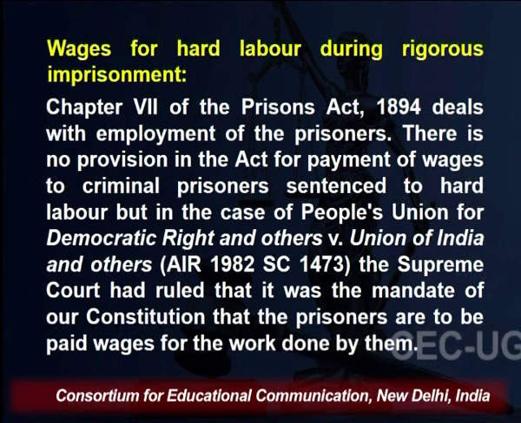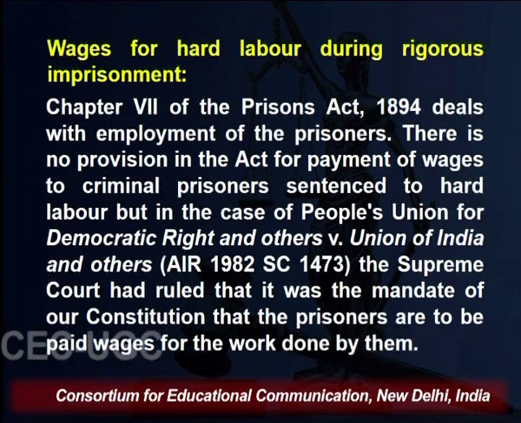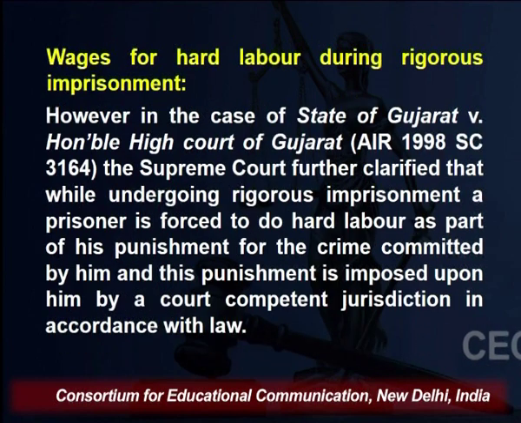Now, there is another issue. Many times the accused persons demand some sort of wages for hard work that they do during rigorous imprisonment. Chapter 7 of the Prisons Act 1894 deals with employment of the prisoners. There is no provision in the Act for payment of wages to criminal prisoners who are sentenced to hard labour. But in the case of People's Union for Democratic Rights and others versus Union of India and others, a 1982 judgment by the Supreme Court, the Supreme Court had ruled that it was the mandate of our Constitution that prisoners are to be paid wages for the work done by them. Even otherwise, our Constitution forbids begar.